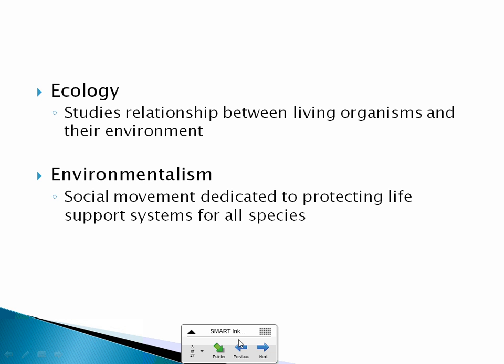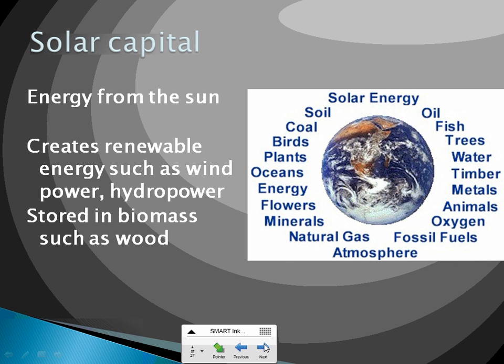Ecology is the topic we're going to start out with, a little bit more hardcore science. It's the relationship between living organisms and their environment, such as food chains, food webs. Environmentalism is a social movement dedicated to protecting life support systems for all species. We'll transition to that more after we hit the more sciencey part of it. Solar capital is basically anything we get from the sun.